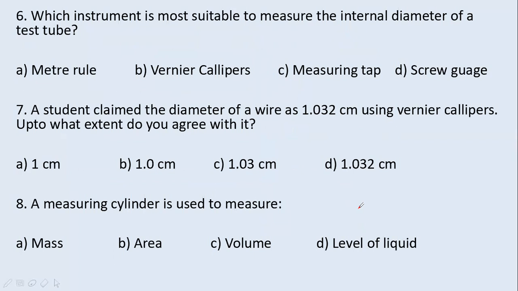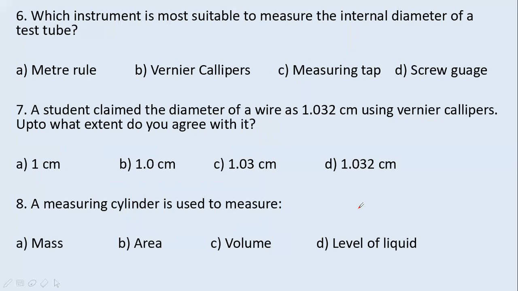Which instrument is more suitable to measure the internal diameter of a test tube? It's the vernier caliper. A student claimed the diameter of a wire is 1.032 centimeters using a vernier caliper. Up to what extent do you agree with it? We agree to 1.03, not 1.032, because the least count of a vernier caliper is 0.01 centimeter. So it can measure accurately to two digits after the decimal place. So option C is the best option.